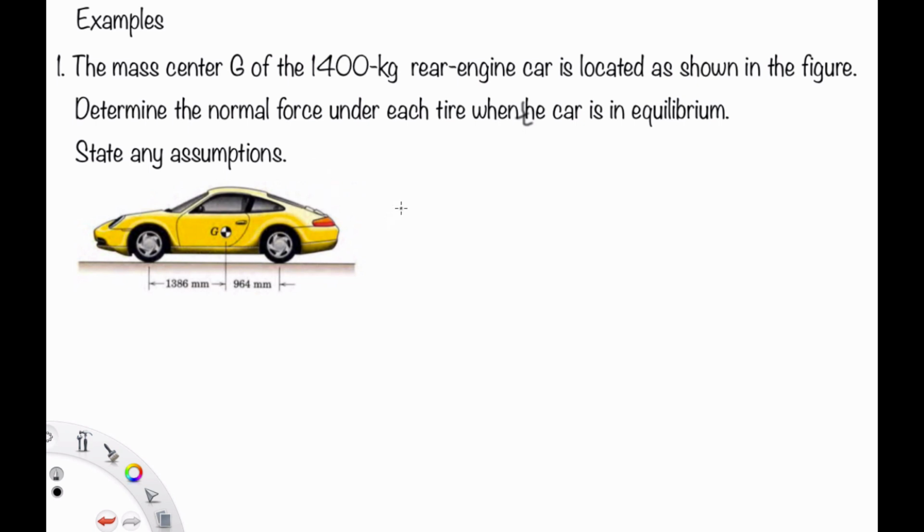To solve this one, we have to write first: do we have any assumption? Of course we have. Our assumption is that G is located midway between the left and right, in the middle of the left and right doors of this car.